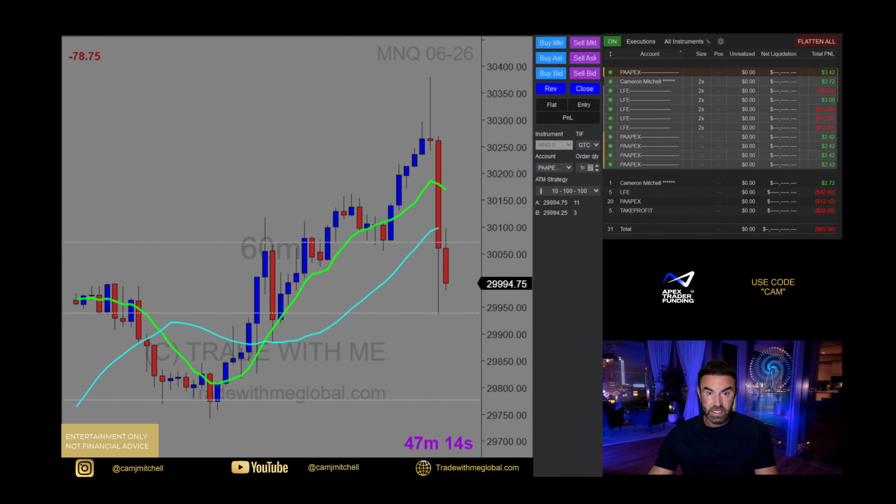So the biggest key with every single trade, every single position is momentum. We're slowing at the moment. So we're really strong throughout here. We slowed and turned.